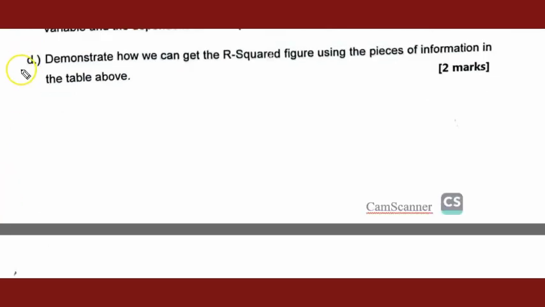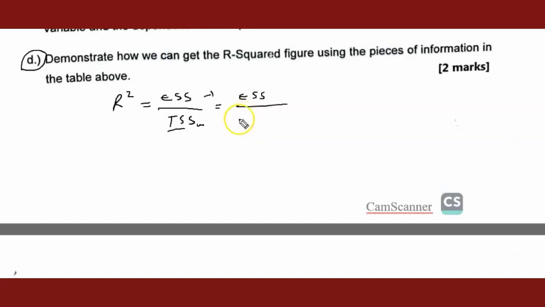Let's come now to our fourth question. Demonstrate how we can get the R-squared figure using the pieces of information in the table above. So we'll just work from here. Well, this one is equal to that. And we know this, but we don't know this. So we know again that this one, SS, is just SS itself, plus RSS, like that. So in the table, we have this as well as this. So let's just plug in those figures.